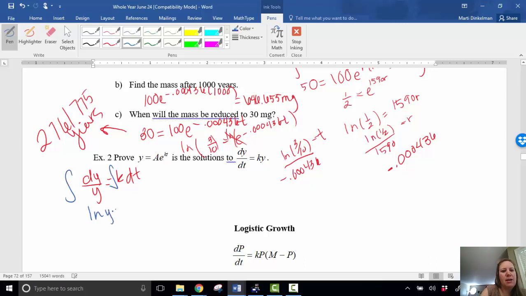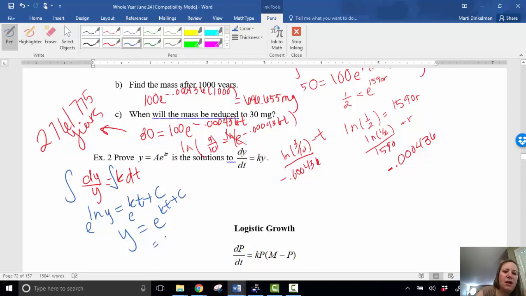So natural log of y equals kt plus c. Make sure my t actually looks like a t. Okay, e both sides here so that we get y equals e to the kt. The plus c is up in the exponent with the e.